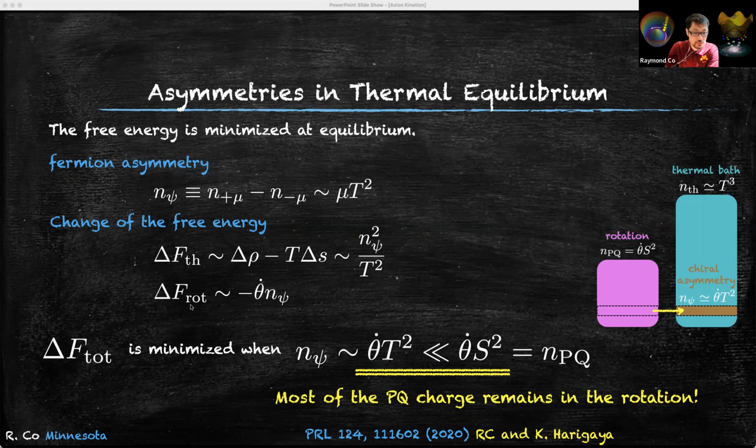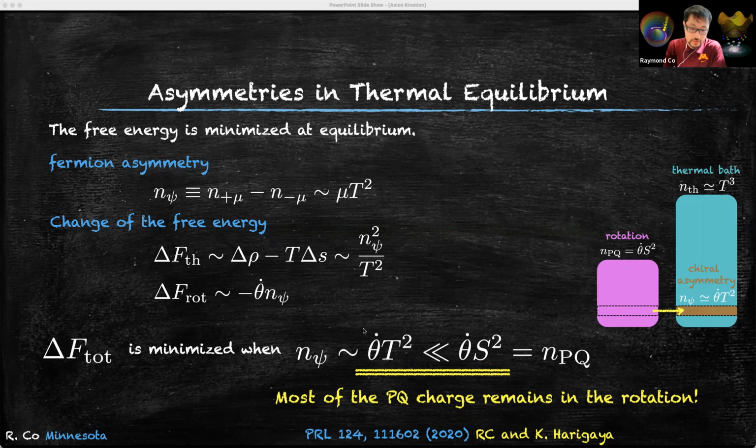And the free energy of the rotation is given by negative theta dot times n_psi. Now if you want to minimize this total free energy change of the system, it's not hard to see that it's just the balance between this term and that term. That gives you n_psi proportional to theta dot times T squared. And this is the amount of asymmetry that we create once we thermalize the complex field.